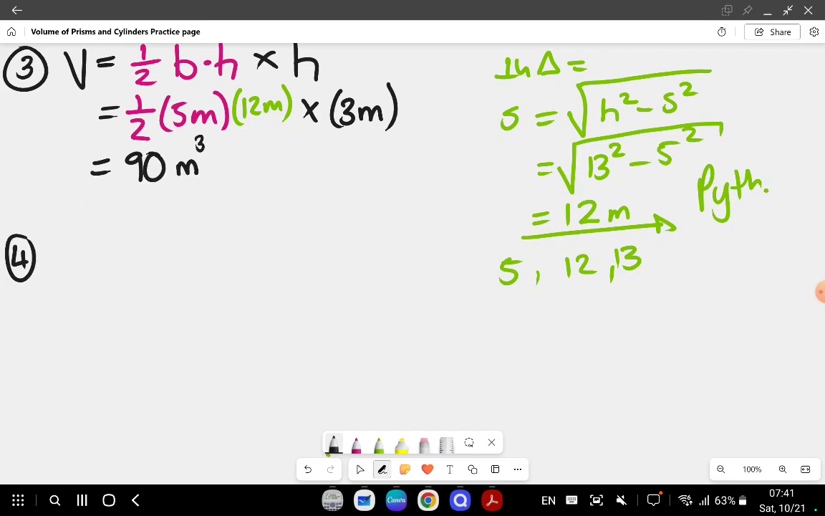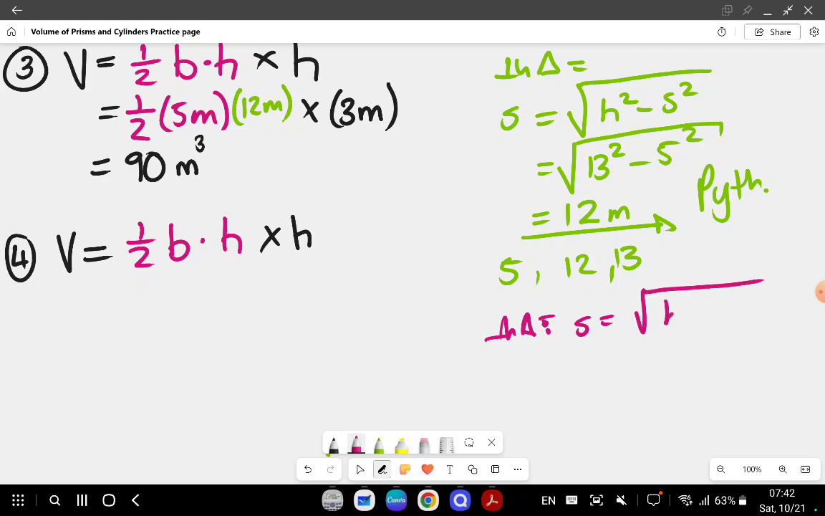Question number 4. Again, I've got a triangle, and again in this triangle I do not have the height. So half base times height of the triangle times the height of the prism. So let's calculate the height over here. So the height of the triangle is going to be using Pythagoras. I'm going to say side is equal to the square root of hypotenuse squared minus side squared. That is the square root of 34 squared minus 16 squared.